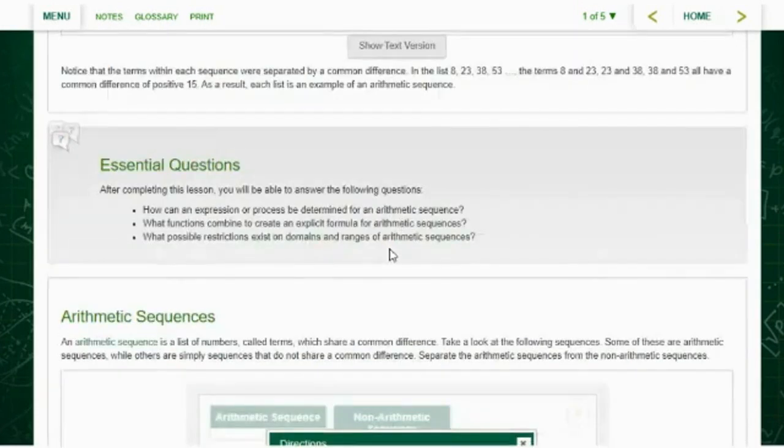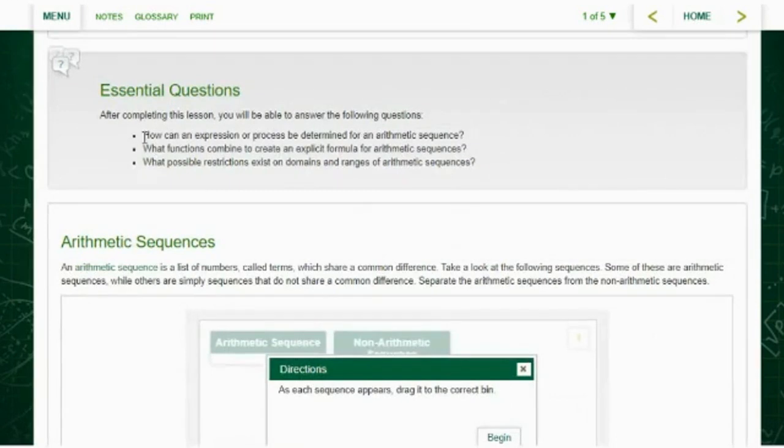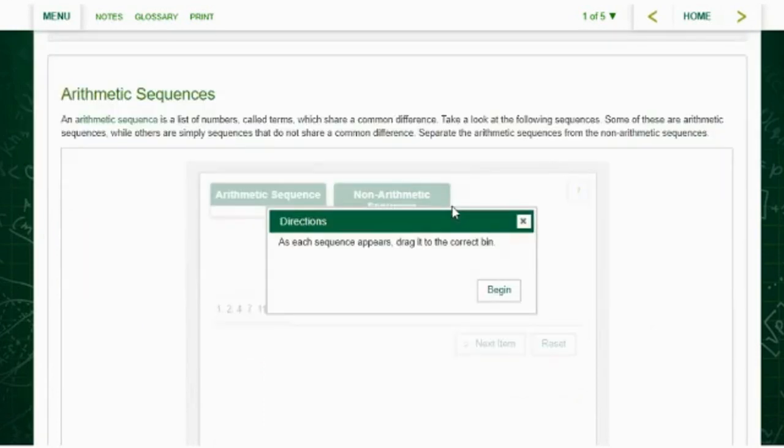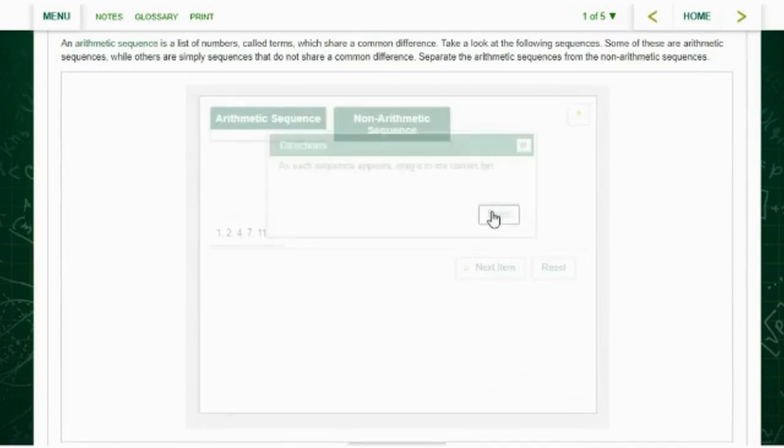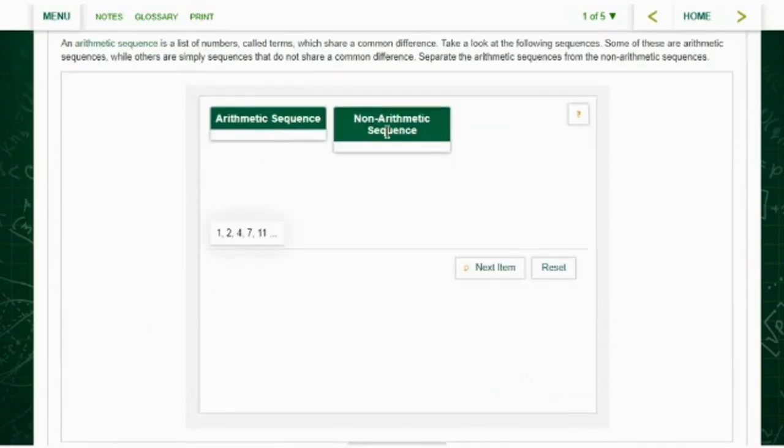So this just shows you what we're going to learn in this lesson: how can an expression or process be determined? Is there some kind of formula to figure out an arithmetic sequence? What functions combine to create an explicit formula? And what possible restrictions exist on that? So this wants you to drag it. Is it an arithmetic sequence or not an arithmetic sequence?